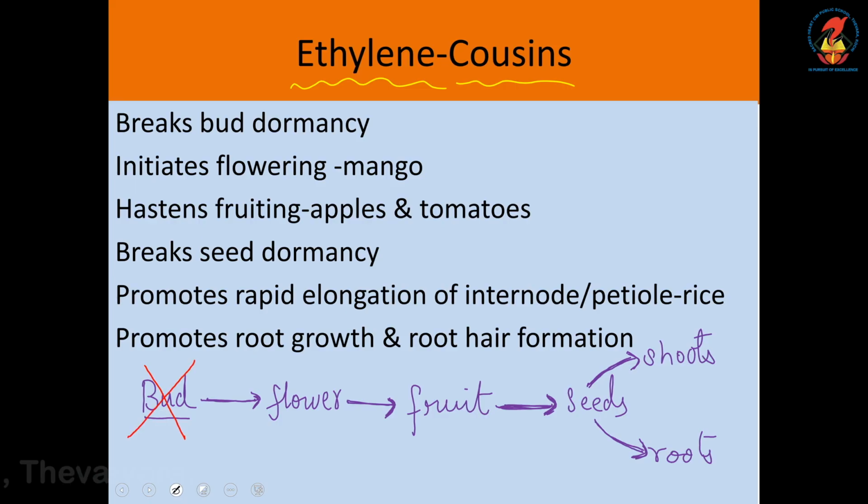At bud, you just put this indicator. I put a cross against bud and the other end of the flowchart, seeds. The meaning of that indicator, let it be breaks. So here it indicates breaking bud dormancy, and here it indicates breaking seed dormancy.